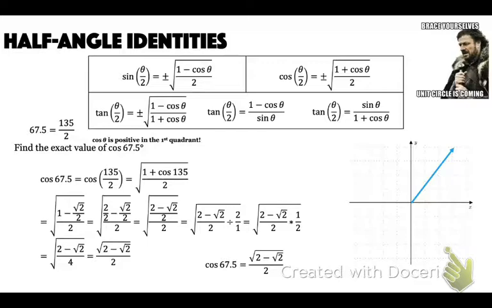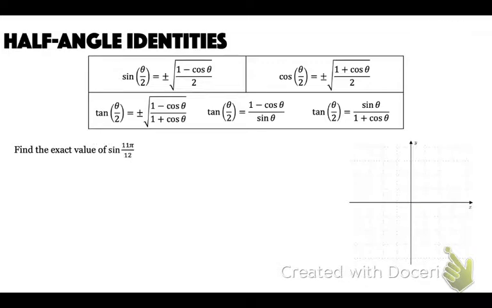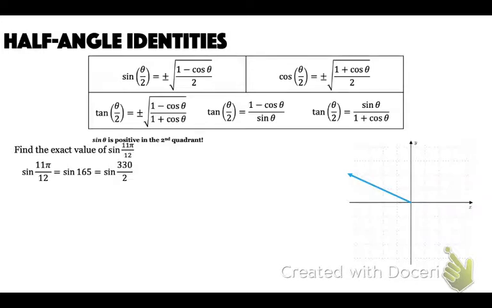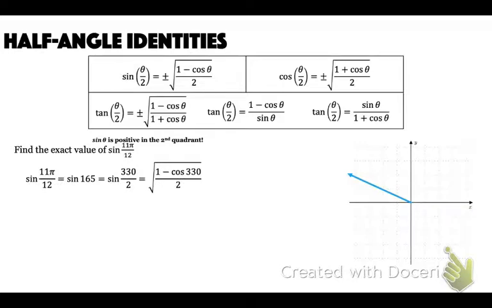Lots of 2's. Okay, let's do another. Okay, this one. So sine of 11 pi halves. Well, 11 pi halves is the same as 165, which is in the second quadrant, and sine is positive there. So then I can multiply that by 2, and I get 330 over 2, which I know is positive, so I'm just going to look at the positive, and it's 1 minus cosine of 330 over 2.